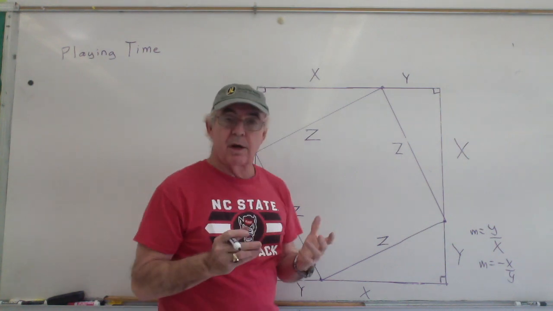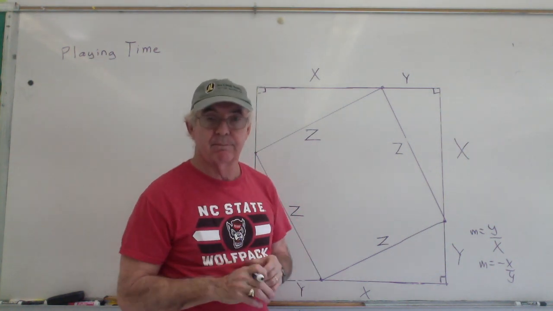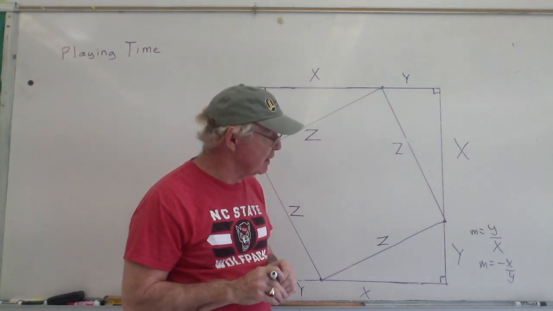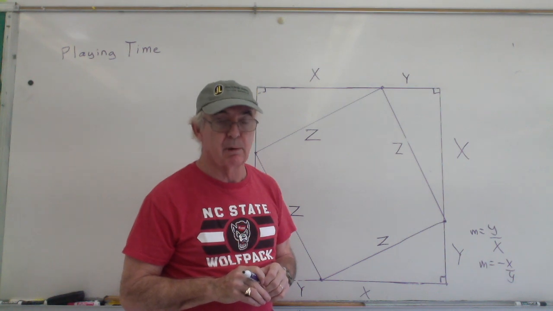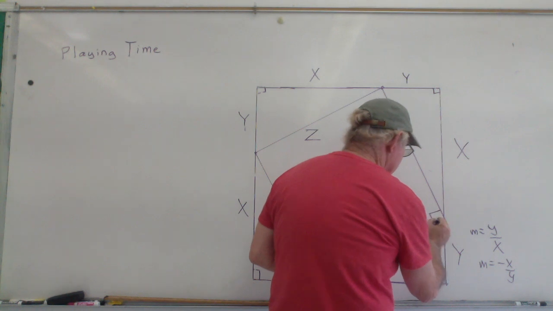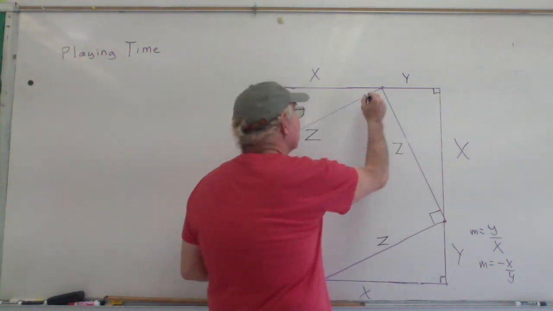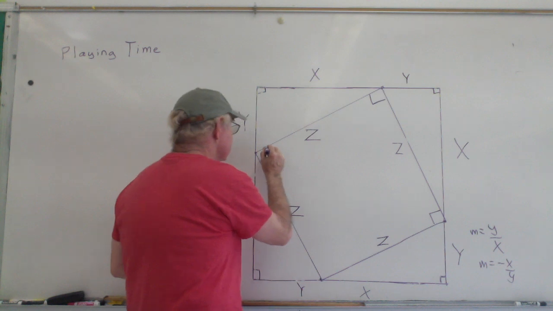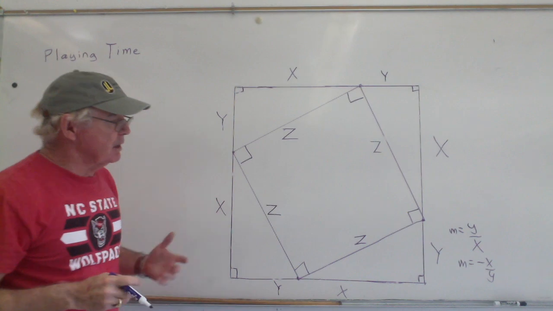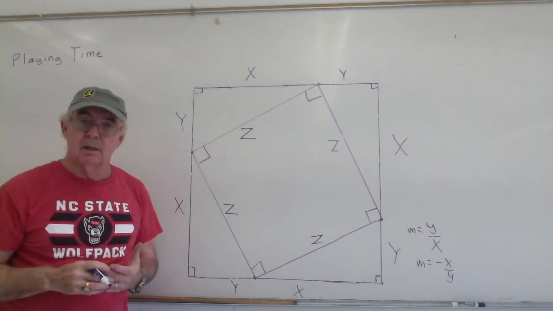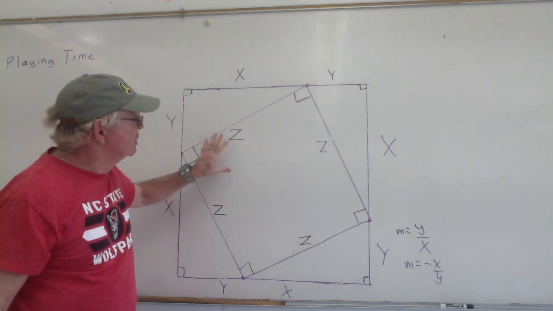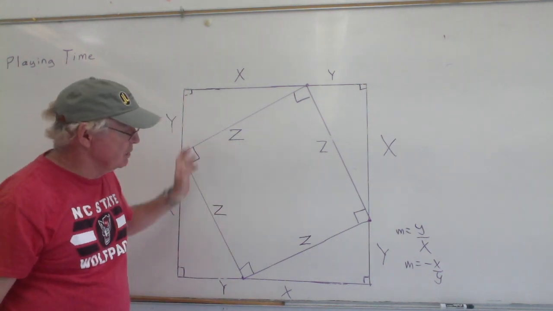Now, so what do we notice? The slopes are negative reciprocals of each other. And we learned that if the slopes are negative reciprocals of each other, those lines are perpendicular, which means they form a right angle. So it means all four of these are right angles. So what I have drawn inside is a square. This is a square. The sides are all the same. The angles are all 90.